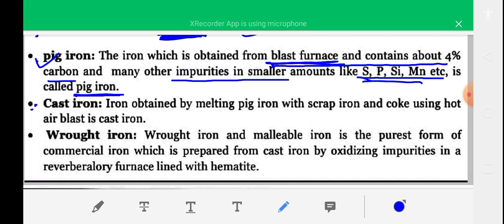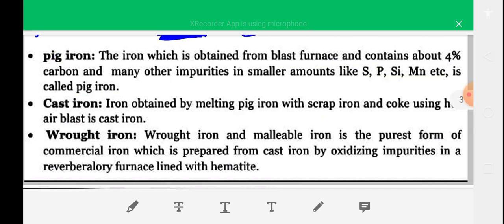What is cast iron? Iron obtained by melting pig iron with scrap iron and coke using hot air blast is known as cast iron.